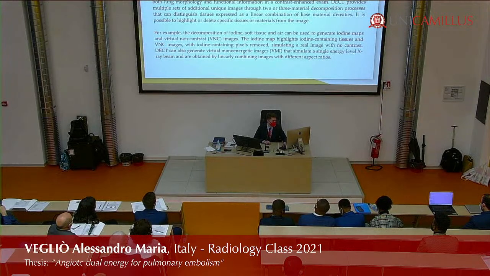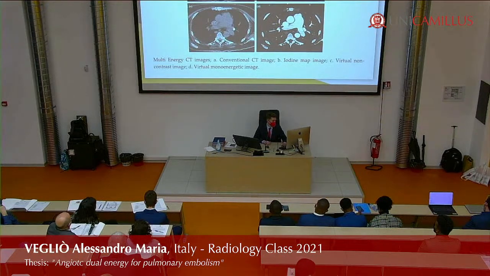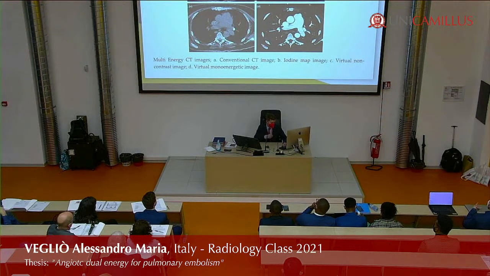DECT can also generate the virtual monoenergetic images that simulate a single energy level X-ray beam and are obtained by linearly combining imaging with different aspect ratios. Here we have some examples of this kind of images. In A is a conventional CT image without DECT. In B, we have the iodine map. In picture C, we have the virtual no contrast image, and the virtual monoenergetic image in picture D.